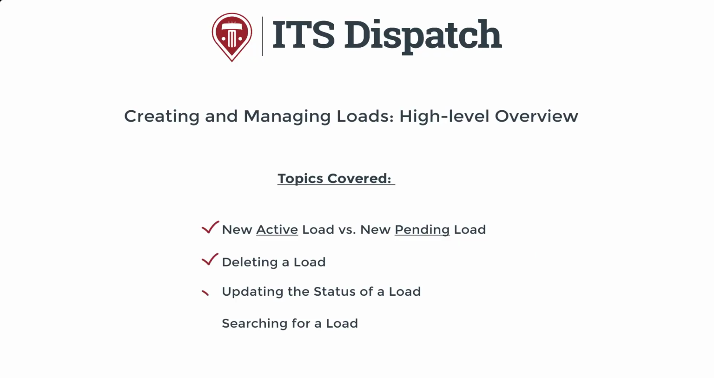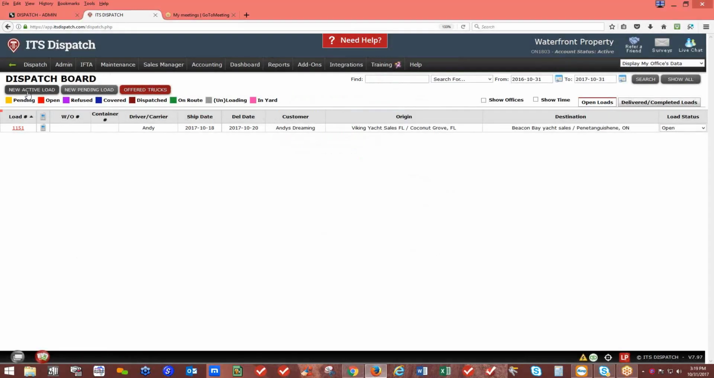The purpose of this tutorial is to provide you with a high-level overview of how you can create and manage loads within ITS Dispatch. You have two different types of loads, new active load or new pending load. A new active load will look like this. Once you save it, it will have a load number and it'll be an open active load.